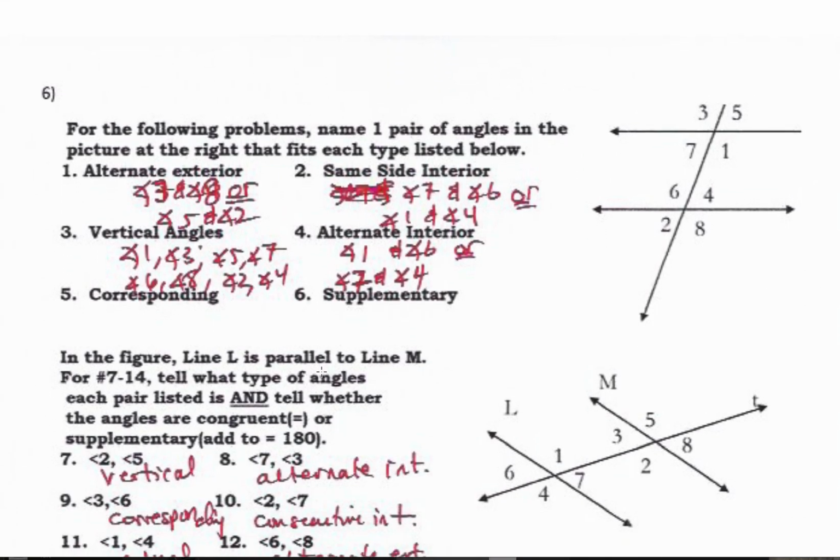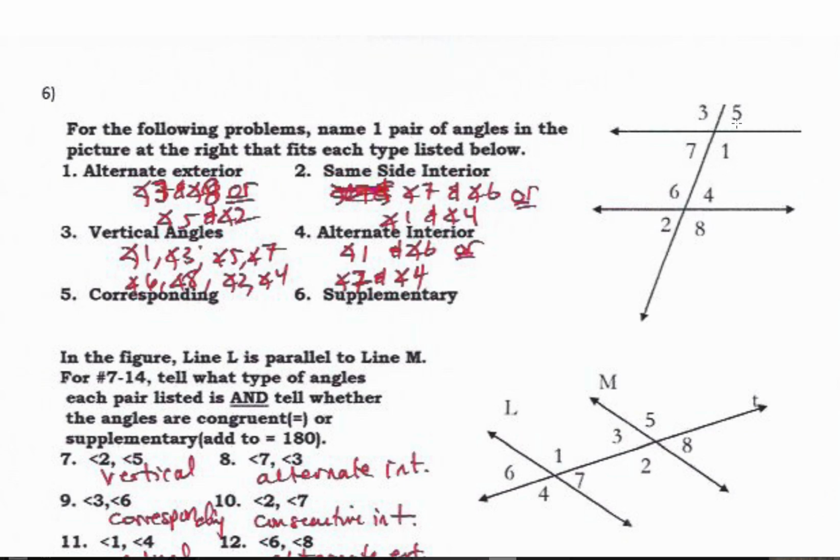Now we're getting into a little bit of your proper terminology that we talked about at the end of lesson 3. Alternate exterior, well, you could be 3 and 8. Alternate means opposite sides of the transversal. Exterior means outside the parallel lines. So you could have 3 and 8 or 5 and 2. Same side interior. Interior means on the inside. Same side, pretty straightforward. 7 and 6 or 1 and 4.